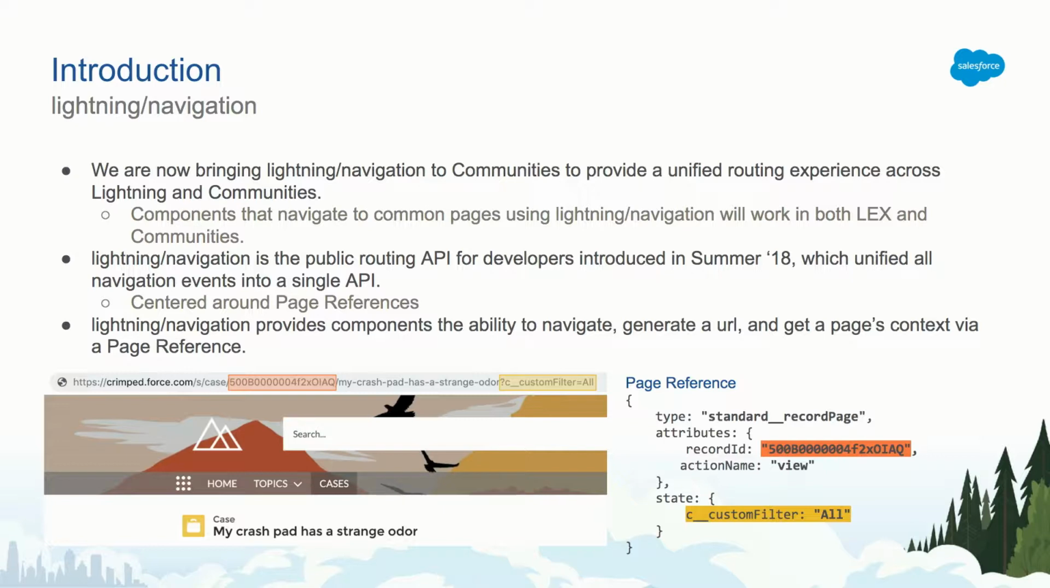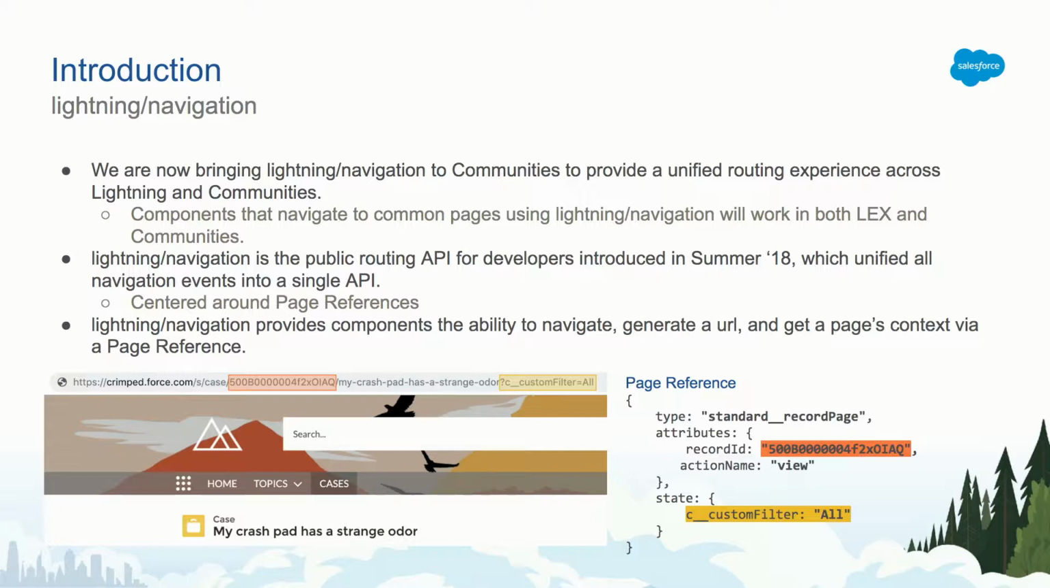A page reference is essentially an object literal that describes your page. And it's a way to structure your URL into a JavaScript object. We've got an example here. You can see this page reference has three parts: type, attributes, and a state. So a type describes the API name of your page. Here we have a standard record page. You can see there's a case record on your page.